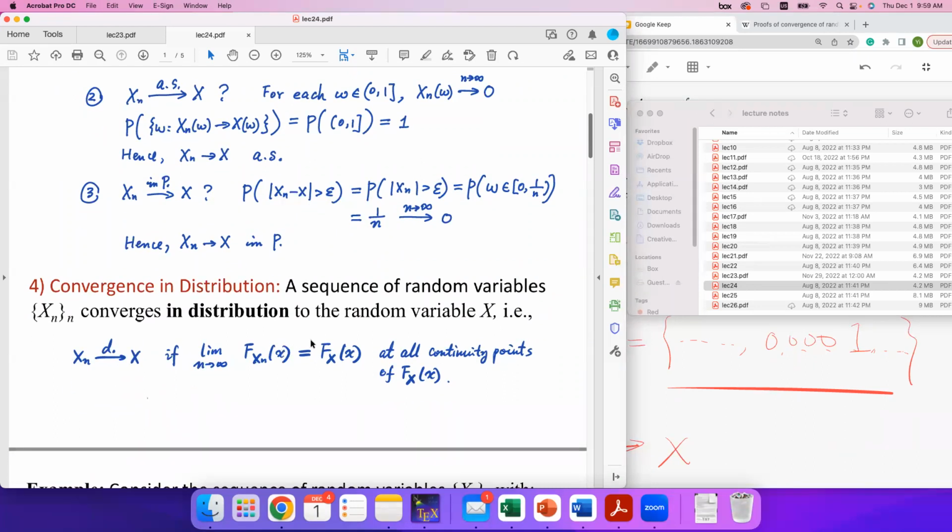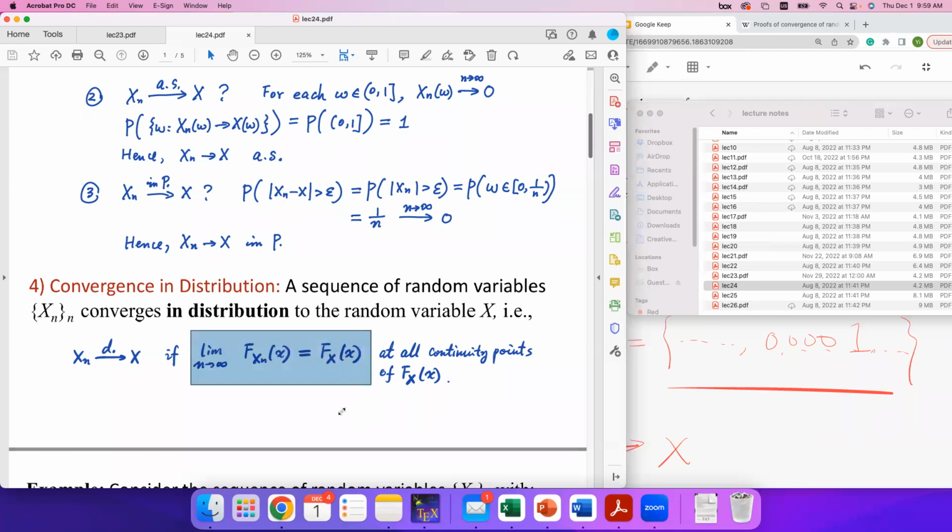And it looks very simple. We simply require that I look at the CDF function associated with my target random variable X. So it's capital F, capital X, and I evaluate the CDF function at x. And if this equals the limit of the CDF functions of your sequence of random variables, well, this equality holds at all continuous points of the CDF function. Then we say we have in distribution convergence.